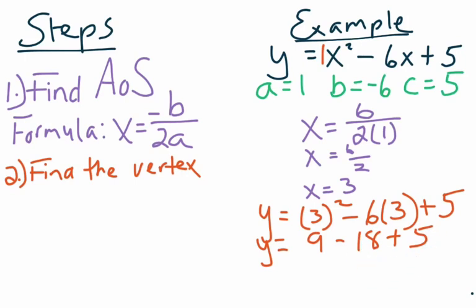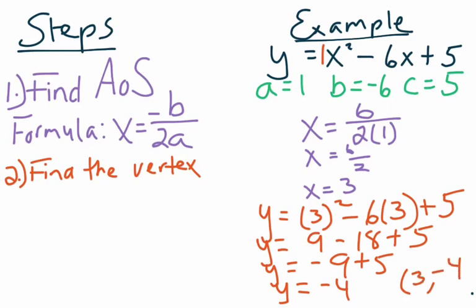I know that in PEMDAS, the A comes before the S, but if you listen to the instruction, it's from left to right. They actually have the same rank. And so this will be 9 minus 18 is negative 9, and negative 9 plus 5 is negative 4. And so the vertex is the point 3, negative 4.